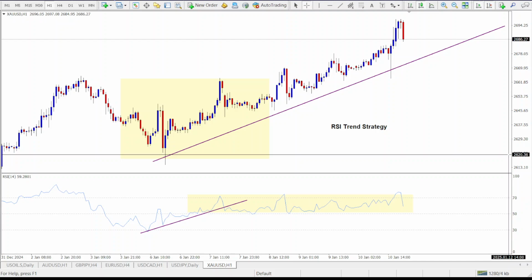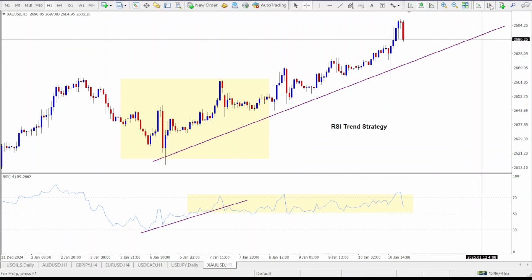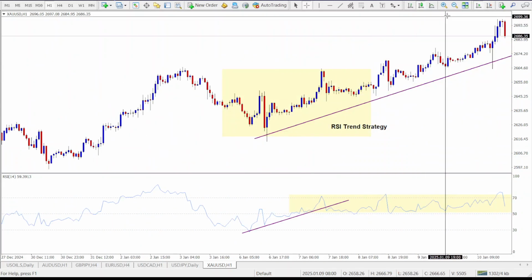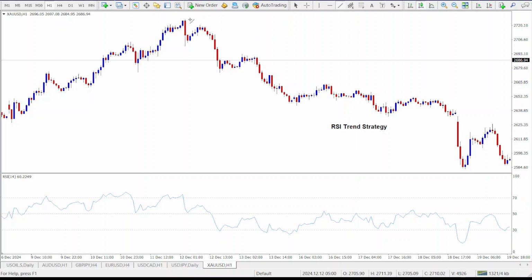Now the reverse is the case for a bearish market. Let's just see if we can find a bearish market real quick. So basically when you have a bearish trend, you should be looking out for opportunities when the RSI has crossed above the 70 level and starts dropping below the 70 level. Remember that 70 level shows our overbought level. So when the RSI climbs above the 70 and begins to fall down, it indicates a good time to enter a sell.